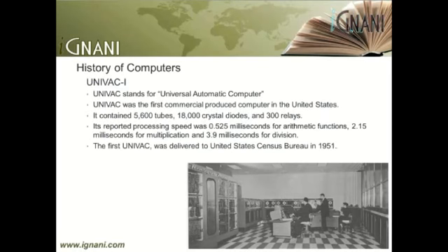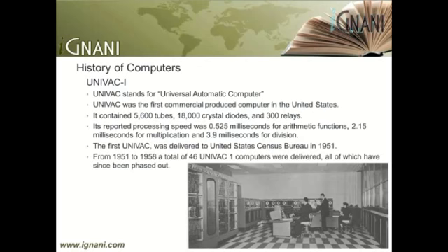The first UNIVAC was delivered to the United States Census Bureau on March 31, 1951, and was dedicated on June 14 that year. In 1952, the UNIVAC 1 successfully predicted the outcome of the 1952 presidential election, during a televised news broadcast. By 1953, 3 UNIVACs were installed and in operation at customer locations, and there were orders for 9 more. From 1951 to 1958, a total of 46 UNIVAC 1 computers were delivered, all of which have since been phased out.